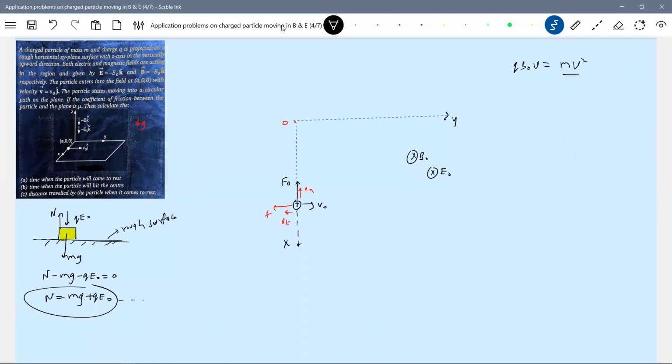Small r, I'll write it. They'll be more meaningful. Speed of the particle at any time. So we are getting one equation like this. Then tangential retardation. So what is the tangential retardation? F equal to minus ma_t, so this should be equal to mu N. And a_t should be equal to dv by dt.